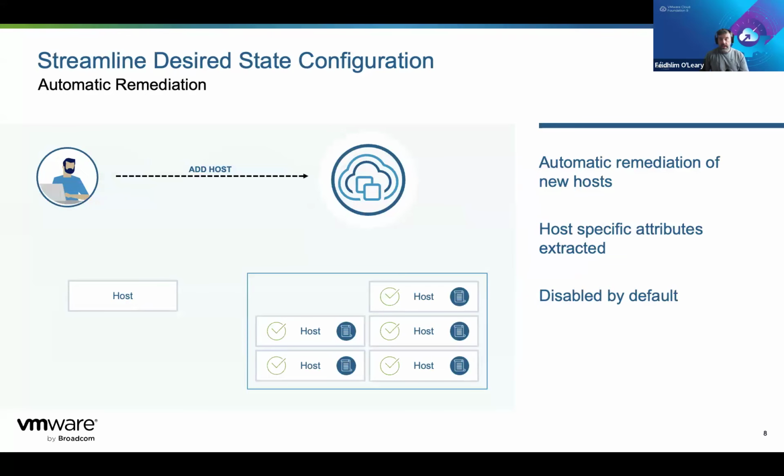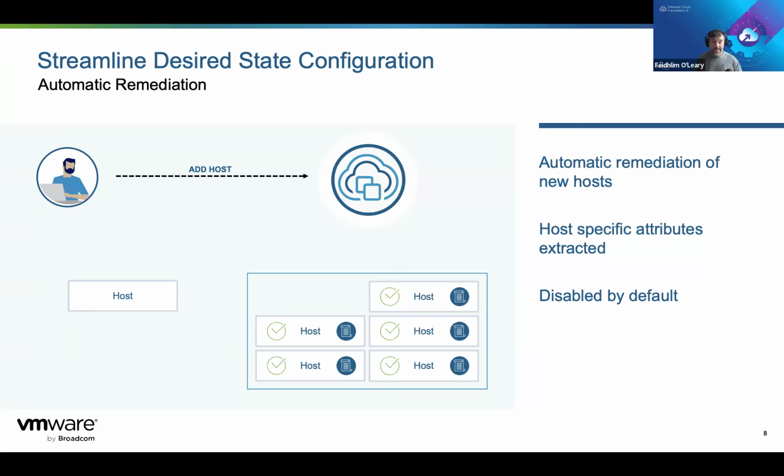Now, automatic remediation is designed for adding new hosts to an existing vSphere configuration profile cluster. It does require that for any of the new hosts coming into the cluster, either the cluster configuration has their host-specific attributes pre-configured, so things like the individual IP address for VMK0, VMK1, 2, and so on, or that those hosts already have those VM kernel ports configured.